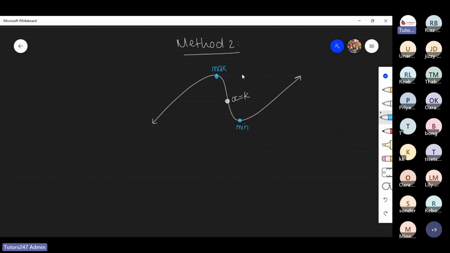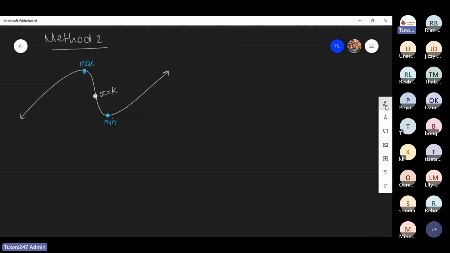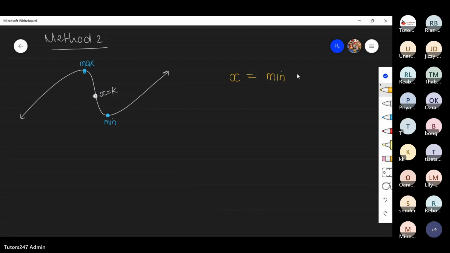So for you to find your point of inflection, all you need to do is x equals your minimum plus your maximum all over 2. That's your midpoint formula. If you want to find the midpoint of something, you add the two endpoints divided by 2. So let us go and see what are the x values of our minimum and our maximum.